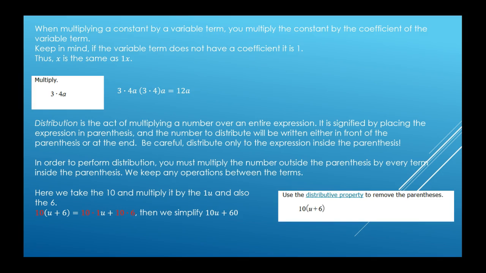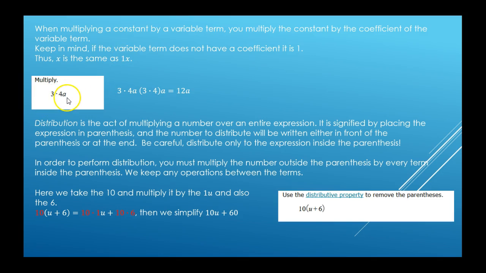So adding and subtracting terms, you can only add or subtract like terms. Multiplying is a little bit different. We can multiply any terms. When we multiply a constant and a variable term, you multiply the constant by the coefficient of the variable term. Again, keep in mind, if the variable does not have a coefficient, it's actually a 1.